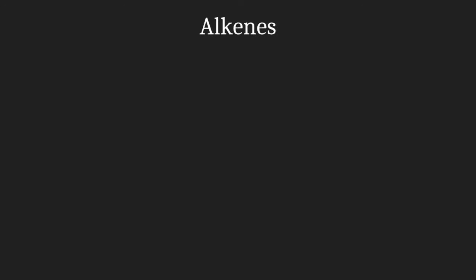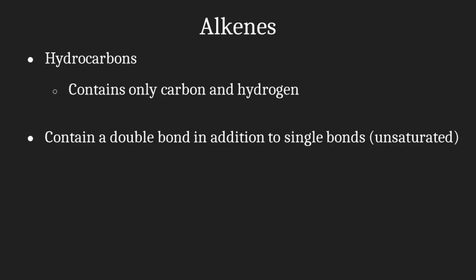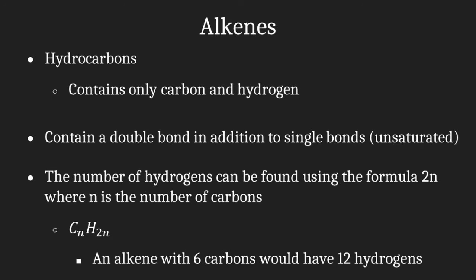Similar to an alkane, an alkene is the next class of hydrocarbons, and also only contains carbon and hydrogen. But it differs from an alkane because an alkene contains a double bond in addition to the single bonds. The presence of the double bond makes alkenes unsaturated hydrocarbons. And the formula for how many hydrogens is that the amount of hydrogens is twice the amount of carbons. So in an alkene with 6 carbons, there would be 12 hydrogens present.